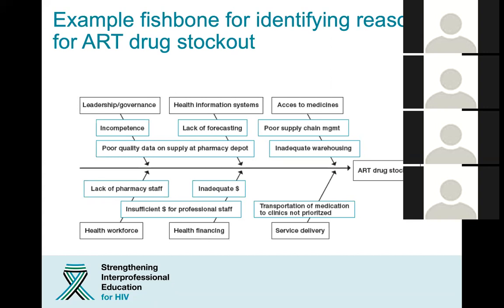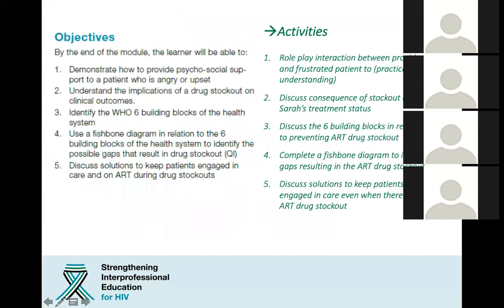Mike, can you go back to the objective slide again? And then the last activity, which is again a group discussion, we go back to where we started, to the angry patient, and hopefully by now we have a better relationship with the patient, and we now have to sit down with her and say, what can we do in this situation? What are our options now to provide her with a supply of the ARVs that she so much needs?